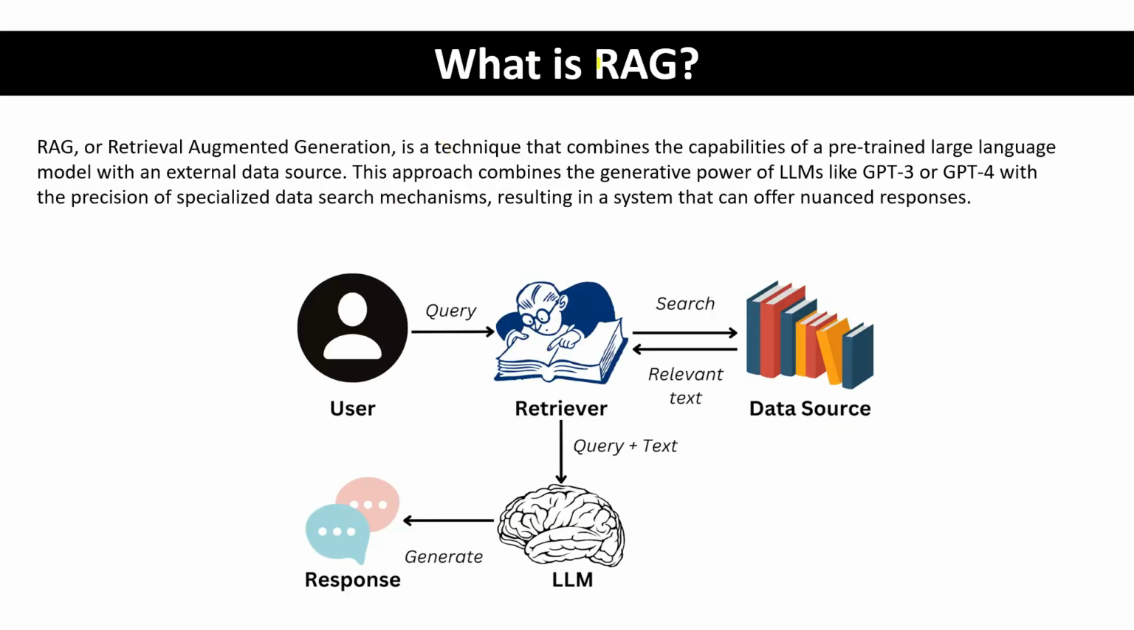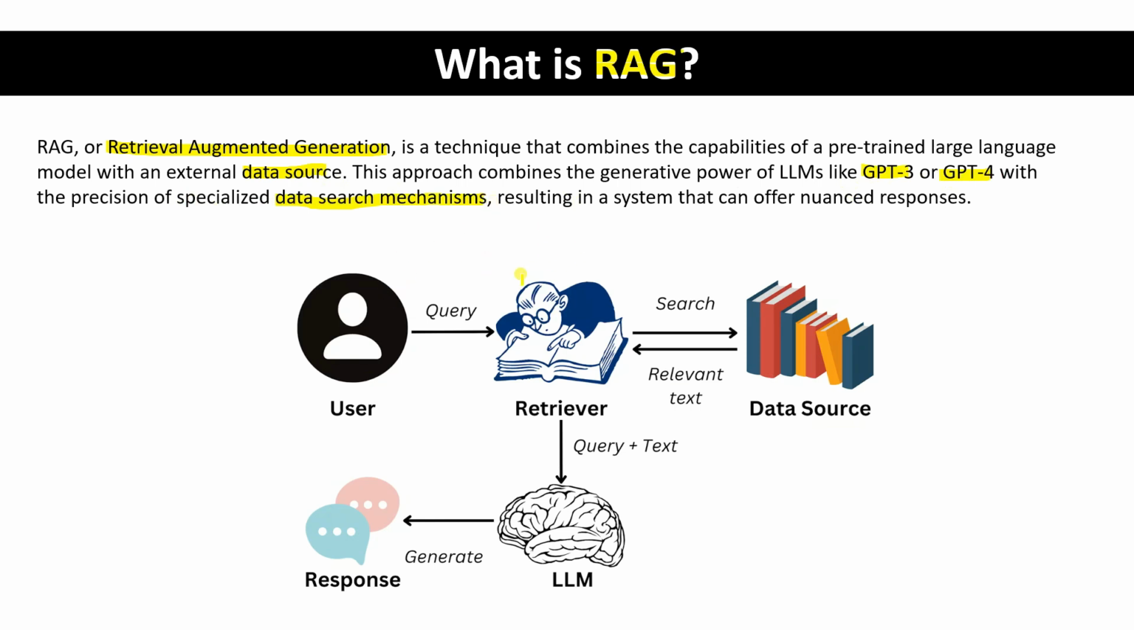Now, what is RAG? RAG stands for Retrieval-Augmented Generation. It is a technique that combines the capabilities of a pre-trained large language model with an external data source. This approach combines the generative power of large language models like GPT-3 or GPT-4 with the precision of a specialized data search mechanism. That means in RAG we are going to use an external data source. It can be a PDF file, it can be textual data, or it can be anything else.